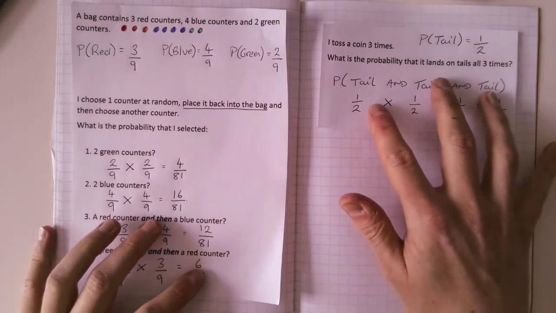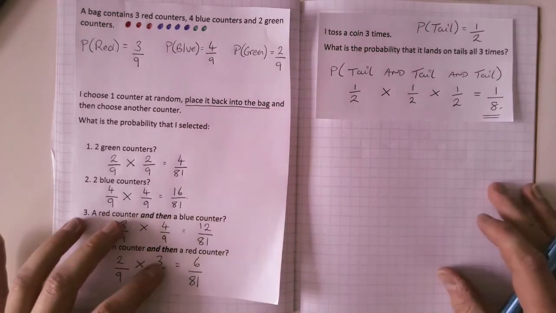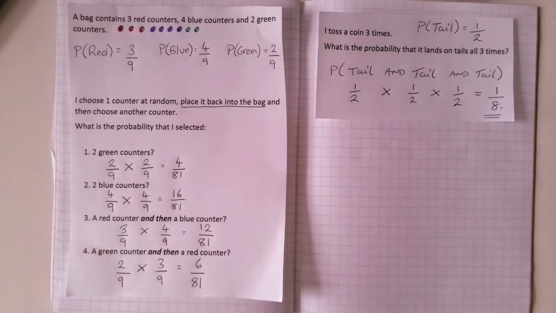Now that's the end of today's video with those 3 examples that we've done together. Your worksheet is on independent events, so in all of the questions you'll need to be multiplying probabilities together. And make sure that once you're finished with the worksheet, you take a photo of everything that you've done and upload it to Google Classroom so that your teacher can see what you've done today.